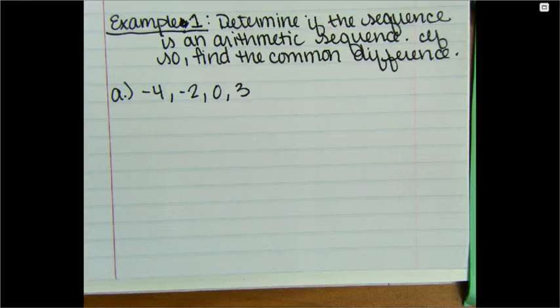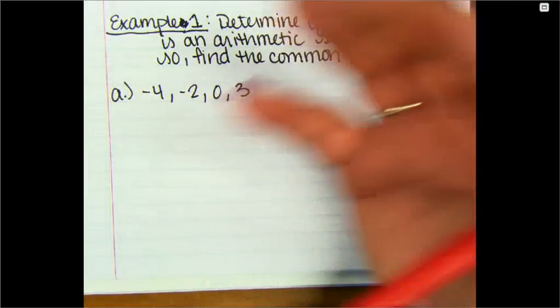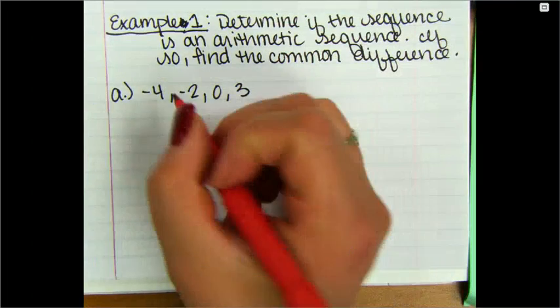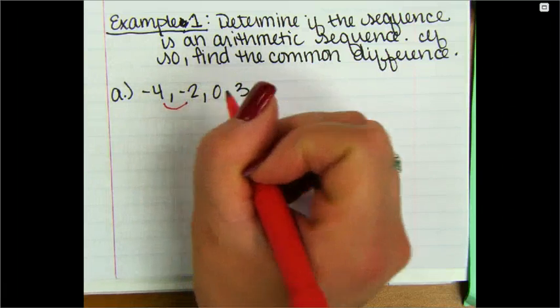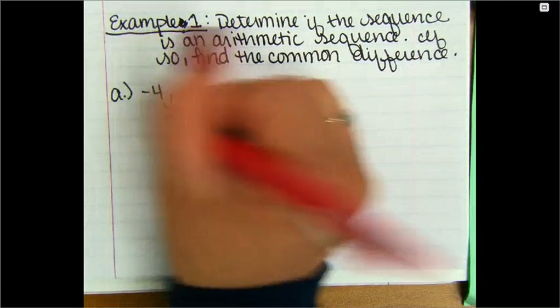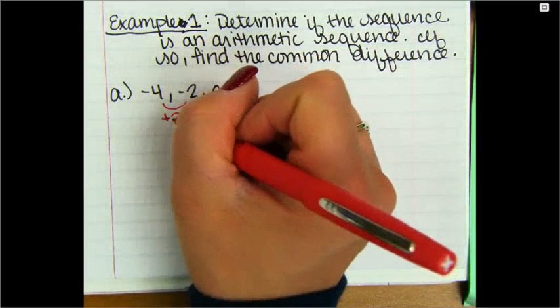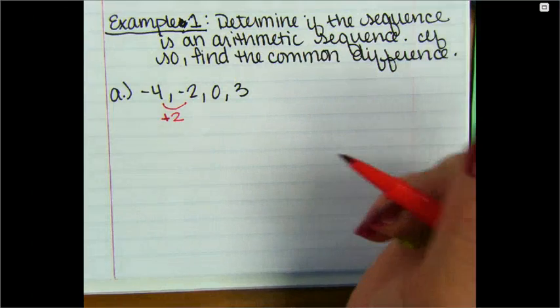Ready? So it says determine if it's arithmetic, if so, find the common difference. In other words, you kind of have to do the same thing. Remember, common difference means you're usually adding something. It could be a negative or a positive. What did we add from negative 4 to get to negative 2? Positive 2, right? Negative 4 plus 2 is negative 2. Does that make sense?